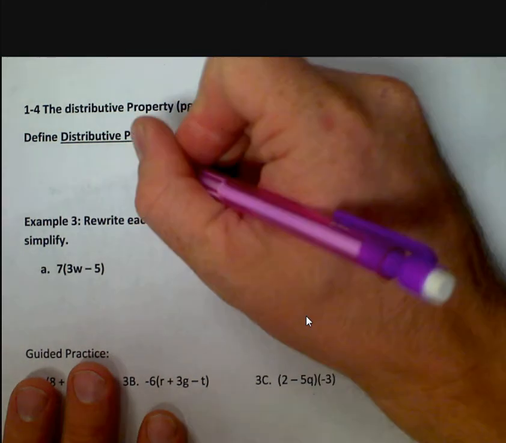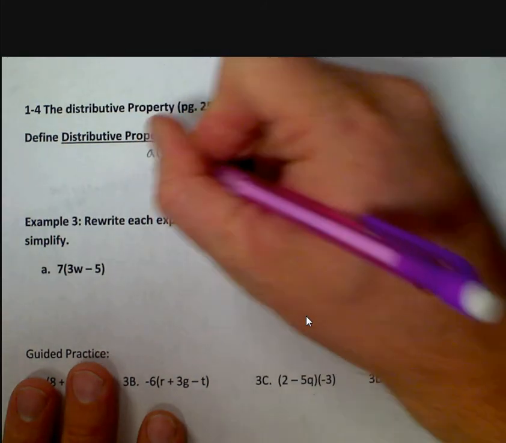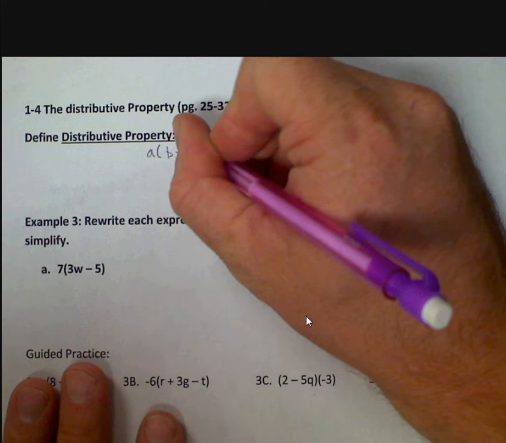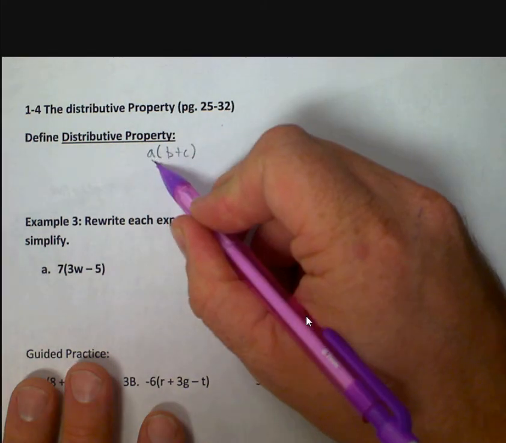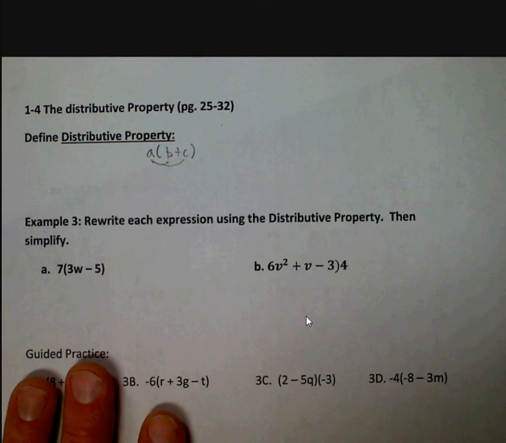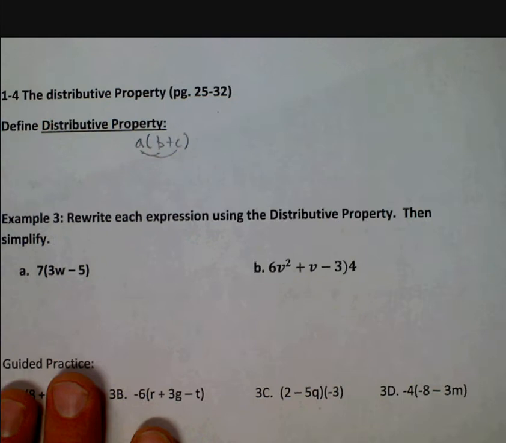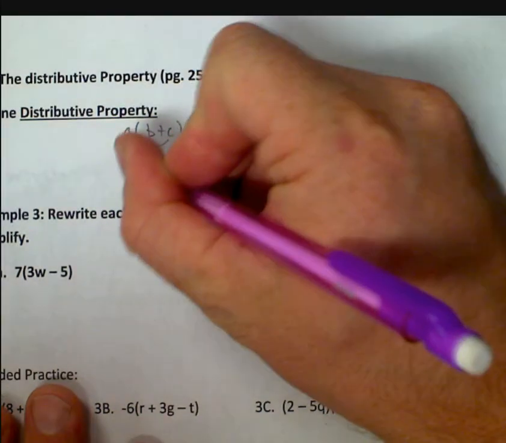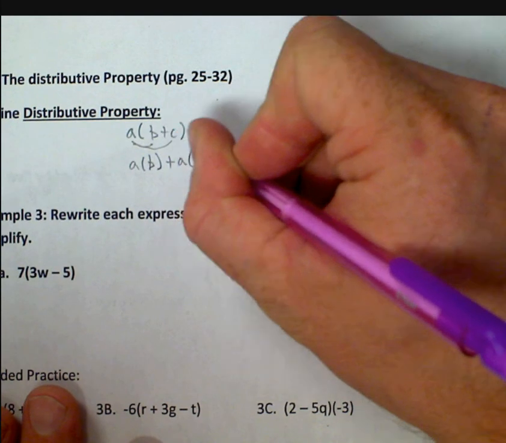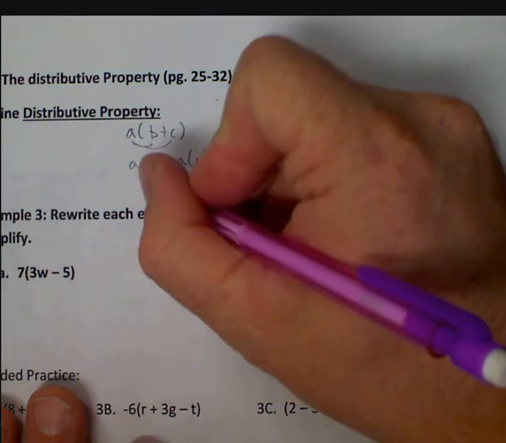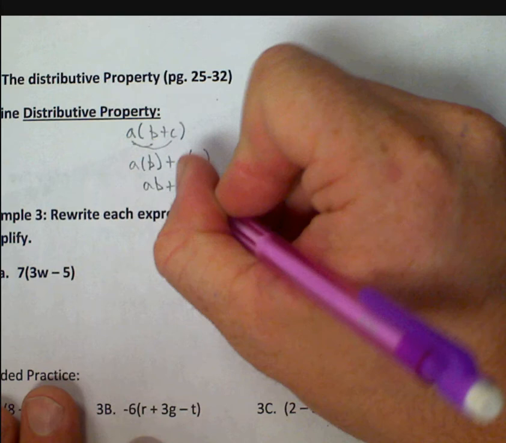So with letters, I'm going to use first. If I have A, parenthesis, B plus C, this is where I'm going to take the letter A and distribute. Distribute means to give to everything on the inside of the parentheses. So this would be A times B plus A times C. So AB plus AC.